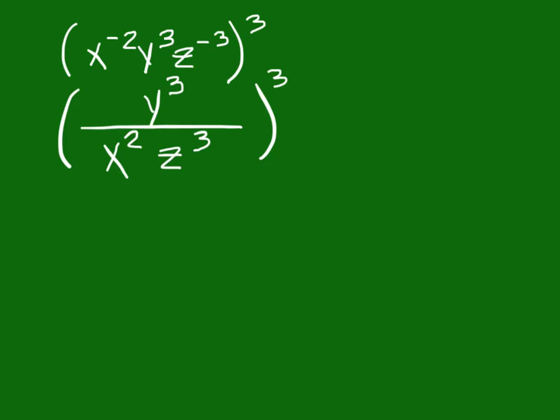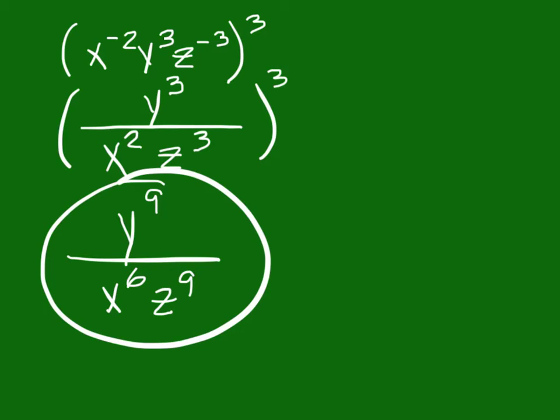Now you have to let the exponent act on each of these items inside. This 3 will act on all of them. So instead of y to the third, you're going to have y to the ninth on the top. You multiply the exponents from outside the parentheses to the inside. And the x to the second becomes x to the sixth. And z to the third becomes z to the ninth. This is your final answer.